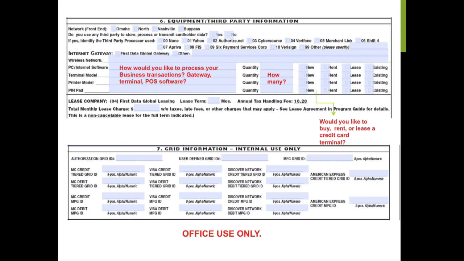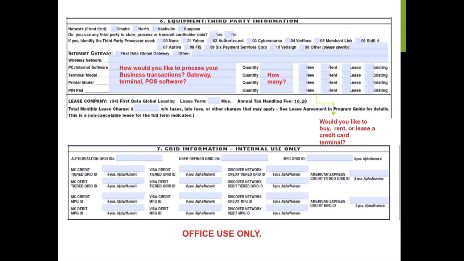In other words, how would you like to process your business transactions? Would you like to use a gateway? Would you like to use a terminal? Or would you like to use a POS? And please specify the quantity and whether they are new, or rented, or leased, or if the merchant has already owned the software or programs.